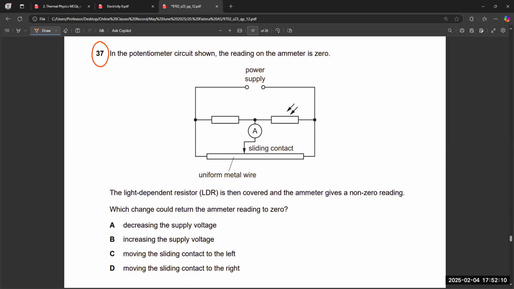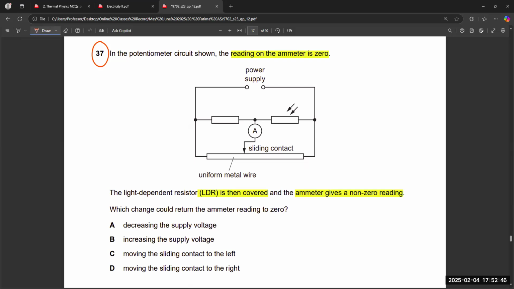Okay, question number 37 is related to potentiometer. In the potentiometer circuit shown, the reading on the ammeter is 0. So the ammeter shows 0 reading. The LDR is then covered. So LDR covered means low intensity of light. The ammeter gives a non-zero reading because when intensity decreases, resistance increases, voltage also increases.